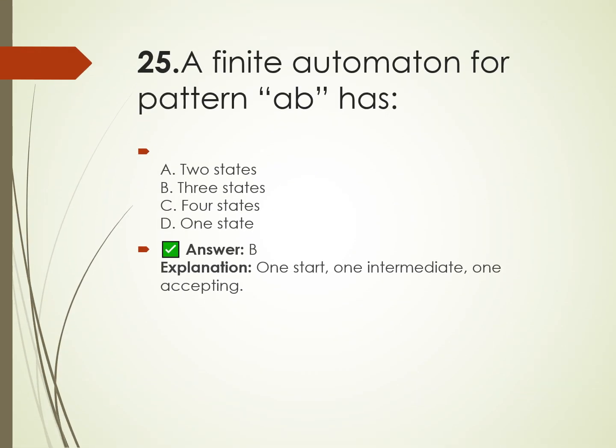A finite automaton for pattern AB has A. 2 states, B. 3 states, C. 4 states, D. 1 state. Correct answer is B. 1 start, 1 intermediate, 1 accepting.